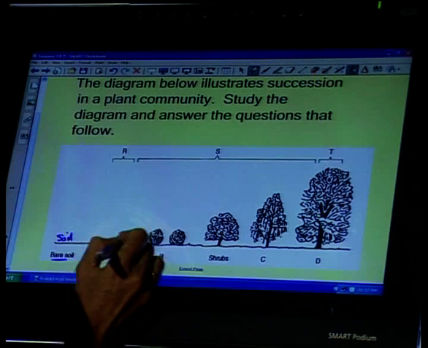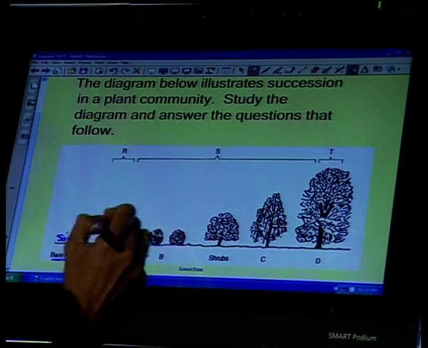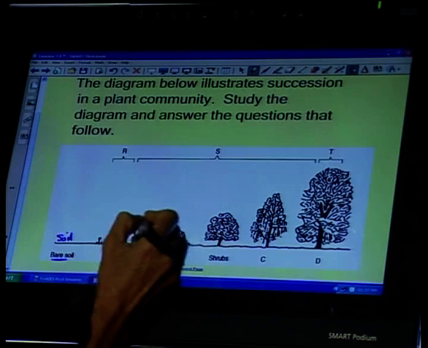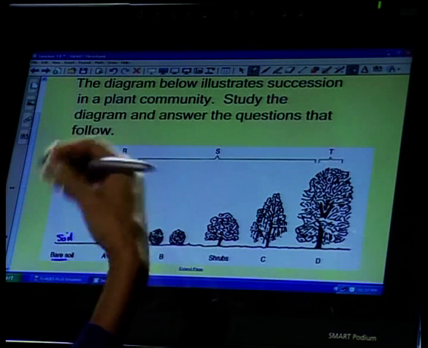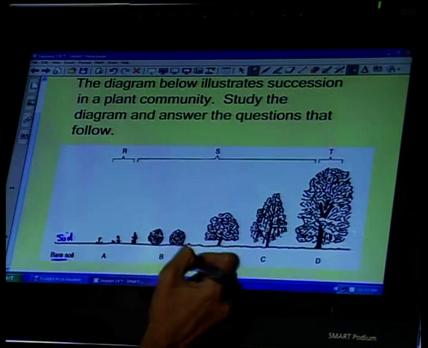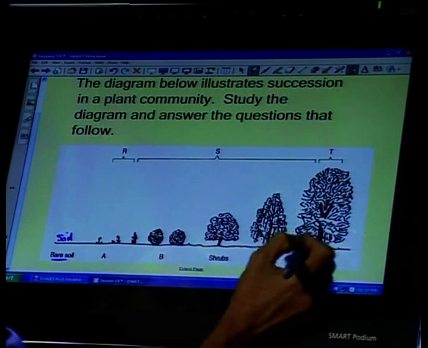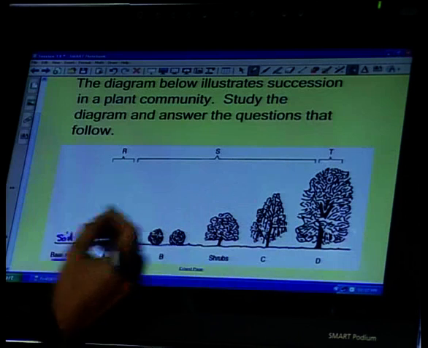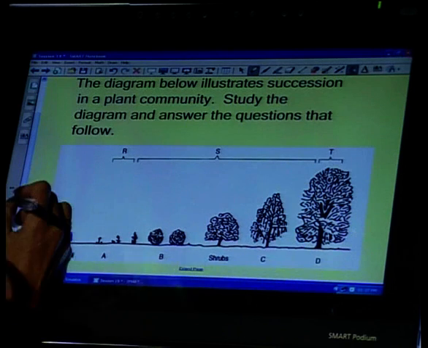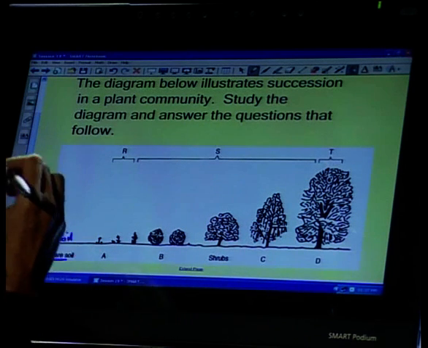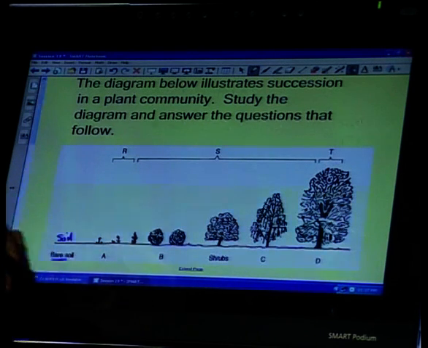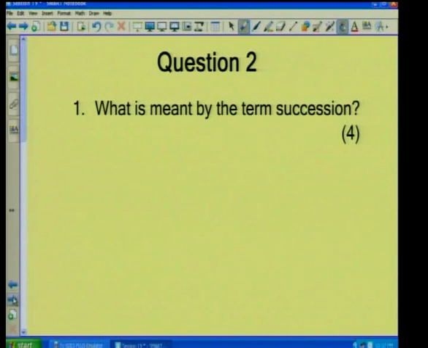We then get our little organisms that start out, they get a bit bigger and more complex. We move on to shrubs, we move on to larger trees, and we move up to huge trees. So that's what we can see here. Okay, so let's have a look at our questions. What is meant by the term succession?